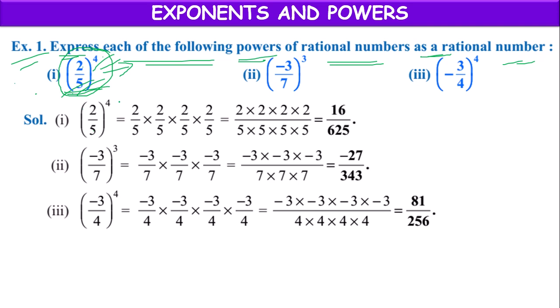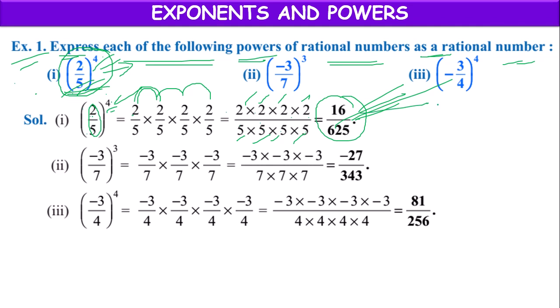So (2/5) whole power 4, what does it mean? 2/5 to be multiplied with 2/5 4 times: 1, 2, 3, 4. Or we can multiply the numerator separately and the denominator separately. 2 into 2 into 2 into 2, 16. 5 into 5 into 5 into 5, 625. So 2/5 is a rational number, 4 is a power. A power of a rational number is also a rational number. 16 by 25 belongs to the rational numbers group.